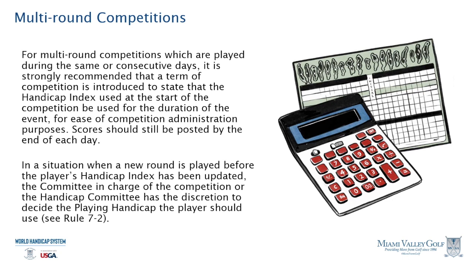So in a situation when a new round is played before the player's handicap index has been updated, again, this is a 36-hole day, the committee in charge of the competition or the handicap committee has the discretion to decide the playing handicap the player should use. So, you could make an adjustment between rounds if it so makes sense.